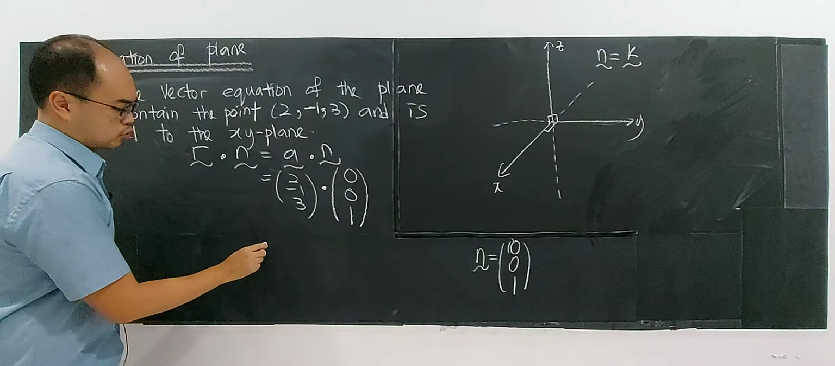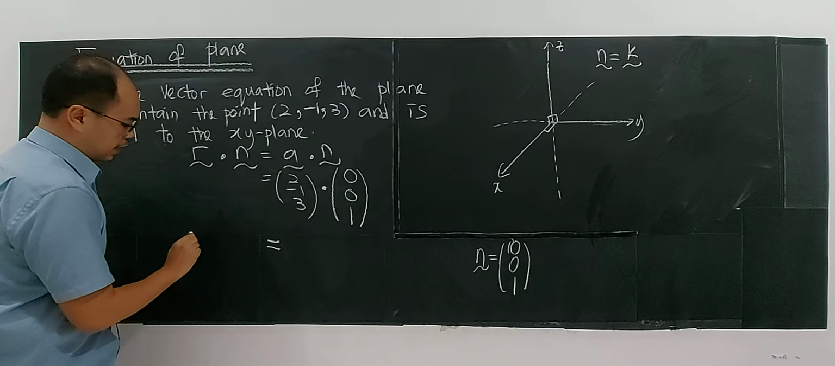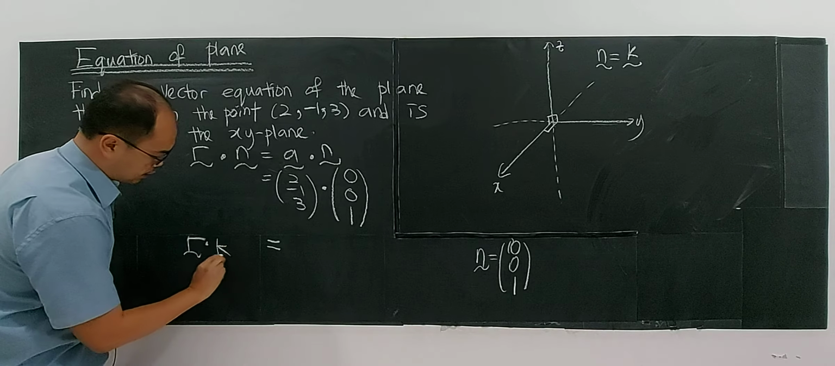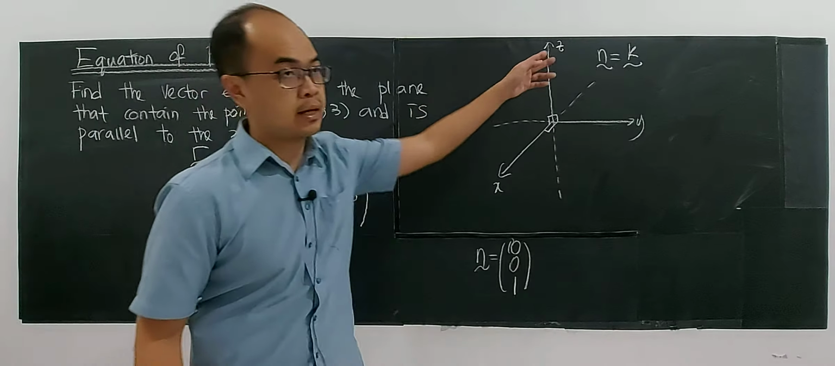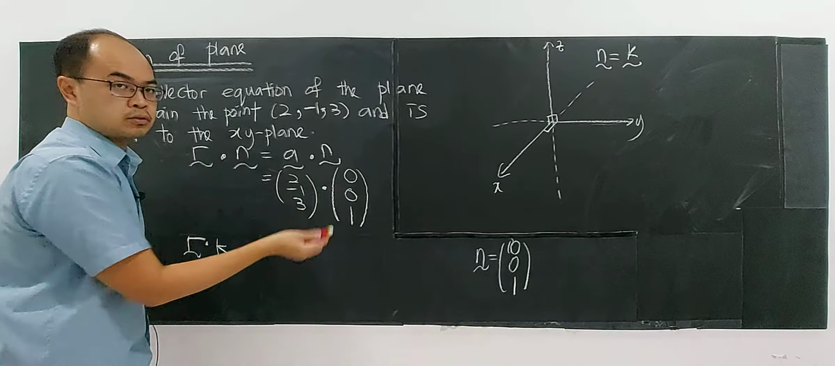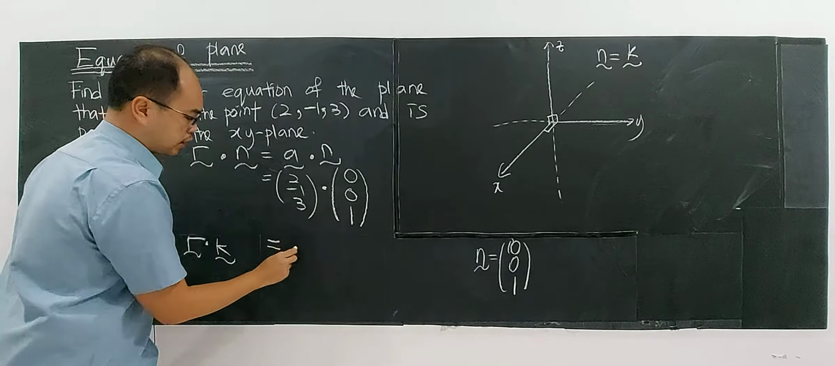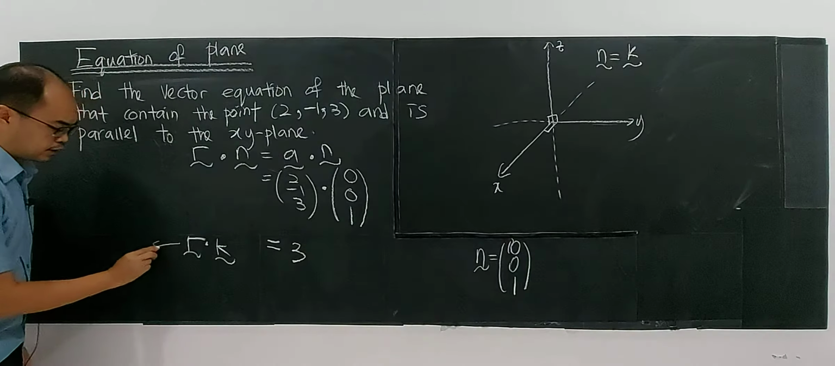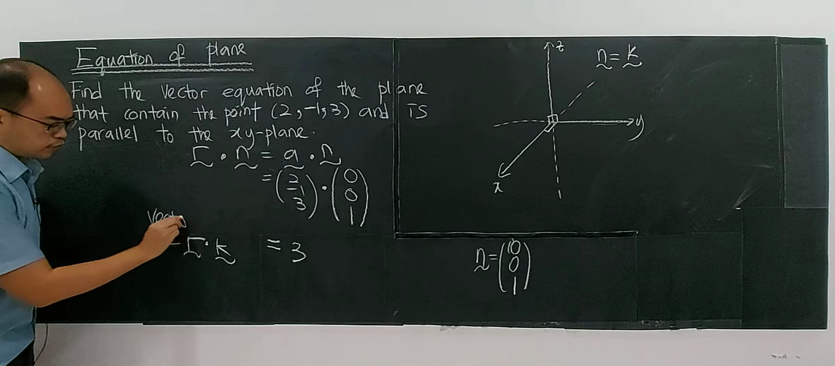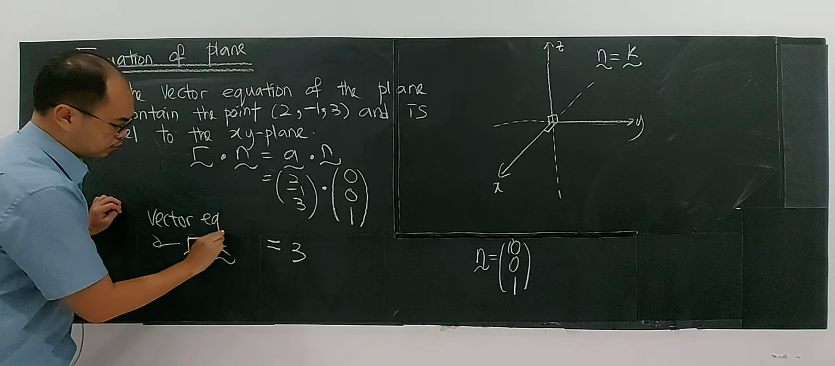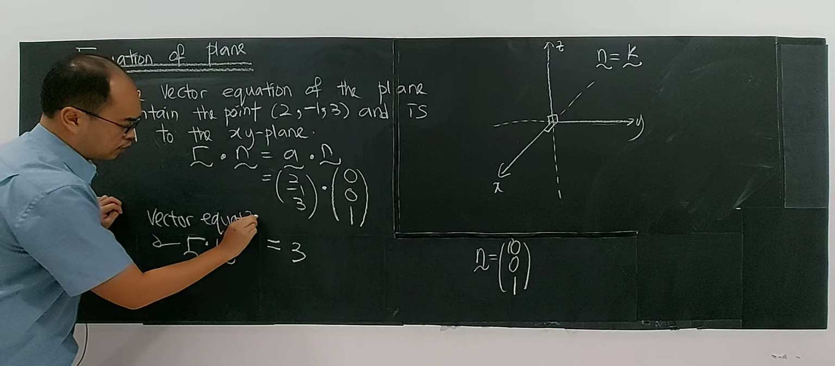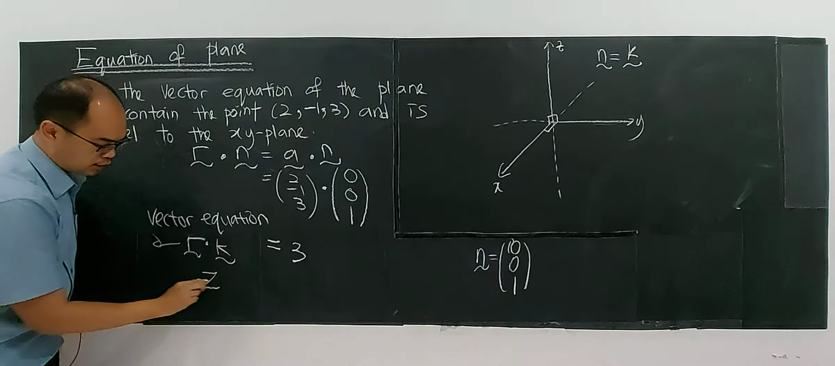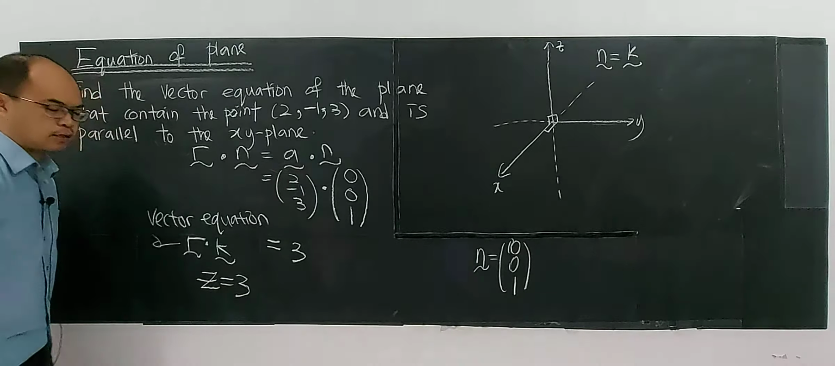Right? So when I calculate, I have r dot n, which your n is k, right? N is k. So calculate 2 times 0, 0, 0, 3 times 1, you have 3, right? Means that r dot k is 3. So this is a vector equation of the plane. So if you want to find the Cartesian equation, very simple, as k represents z. So I can straight write that, right? The Cartesian equation of the plane will be z equals 3.